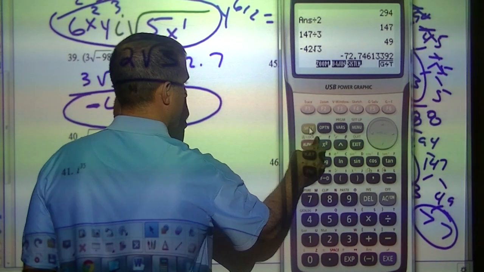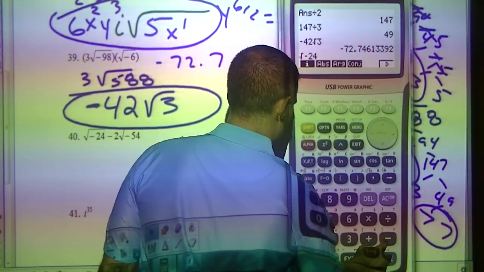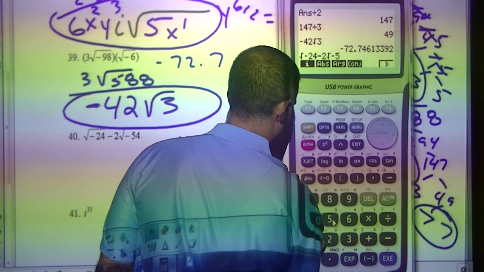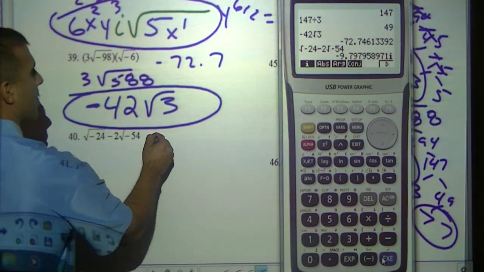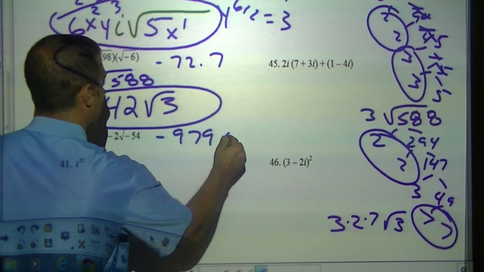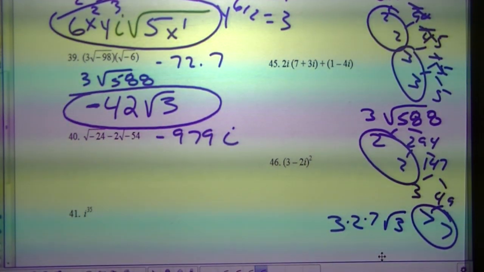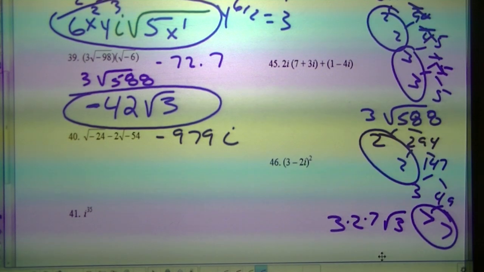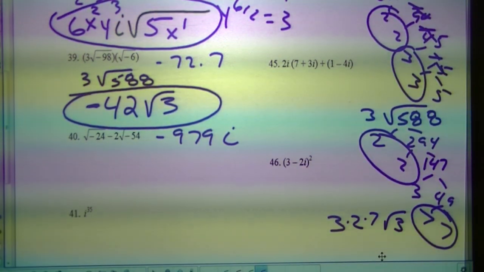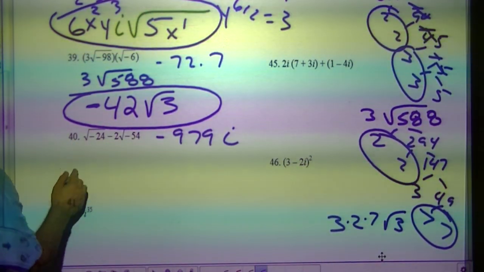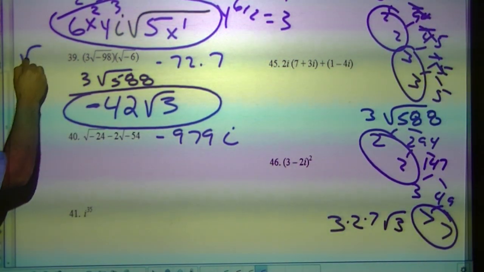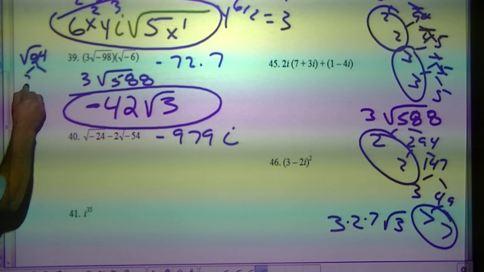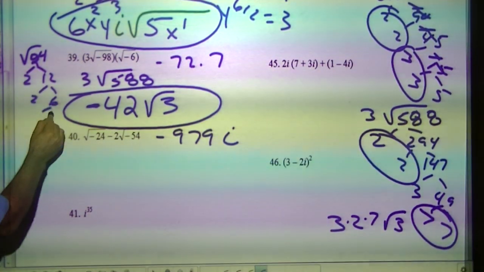Let's go ahead to this one. Square root of negative 24, minus 2 square root of negative 54. So I know my answer, look at this, negative 9.79i. So i has got to be involved in the answer, okay? For each of these individual ones, for this square root, I know I'm going to have an i out there.